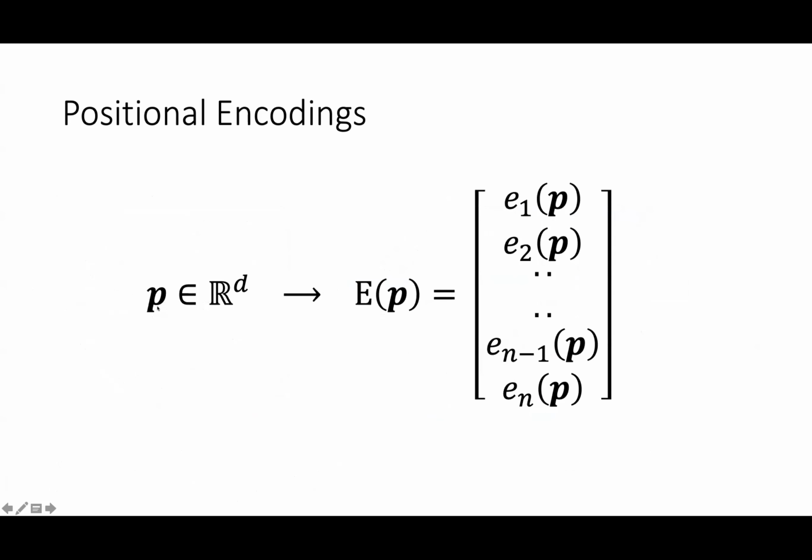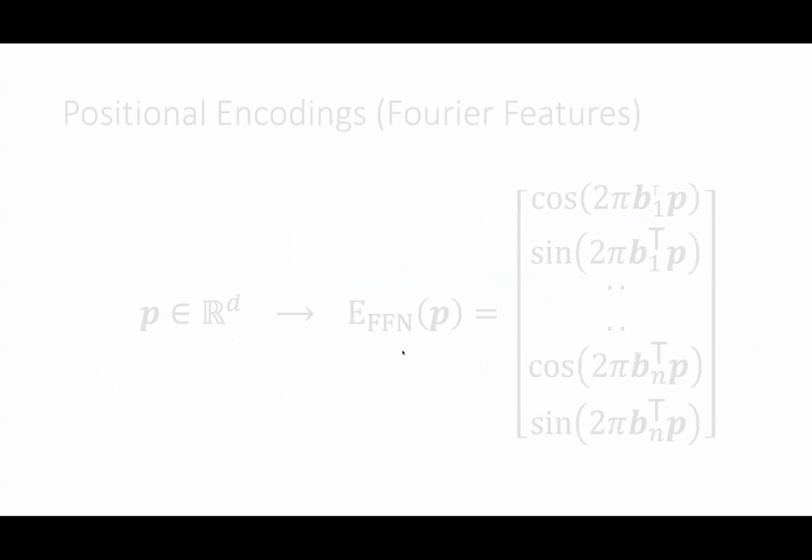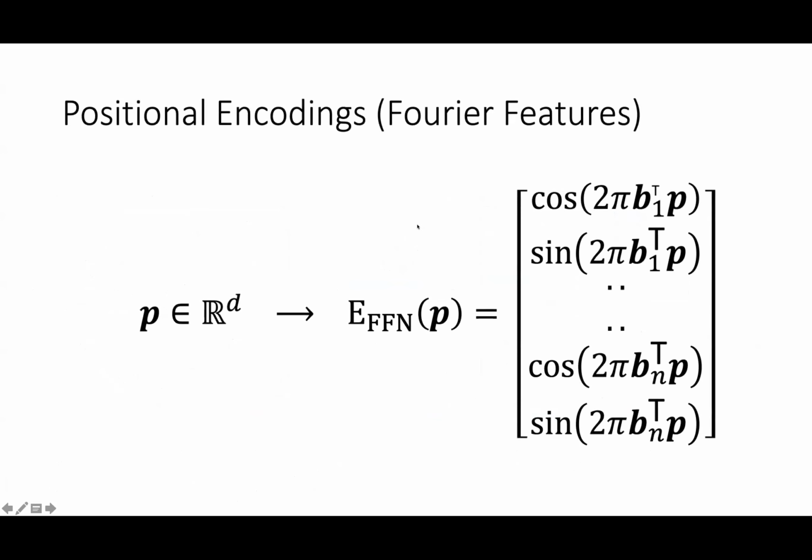So the positional encoding basically takes the coordinates p and encodes them to a higher dimensional vector. Other encodings were used, but they lead to inferior results to the frequency-based encodings. So the Fourier features-based encoding, which is one of the best ones today, uses basically cosine and sine with different frequencies, where the frequency depends on B. And B is selected randomly with some variance.